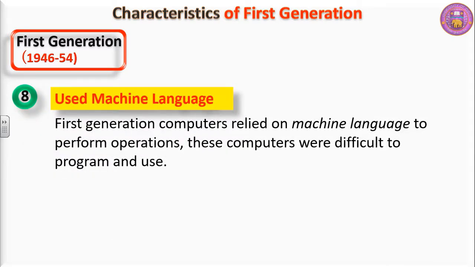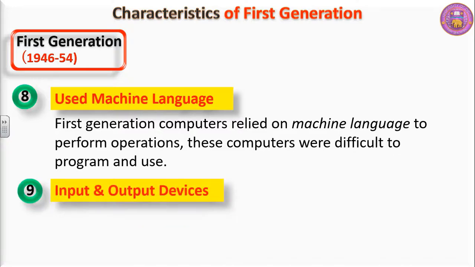Used machine language. First generation computer relied on machine language to perform operations. These computers were difficult to program and use. Machine language means language which can be directly understood by computers. That is, it is in the form of binary.